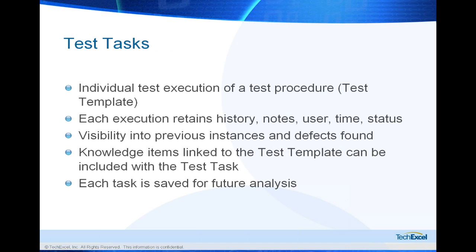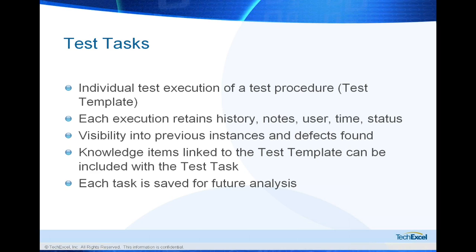So the corresponding item to the test template is the test task, and that would be the individual test execution record of one of these items. Anytime I assign out a new test cycle to the team to work on, they'll be working on test tasks, which can contain any of the fields that are present on the template, along with specific fields like maybe the build number or the actual time, and of course the status.